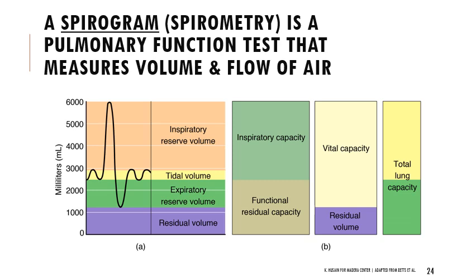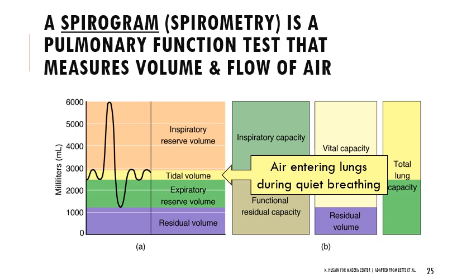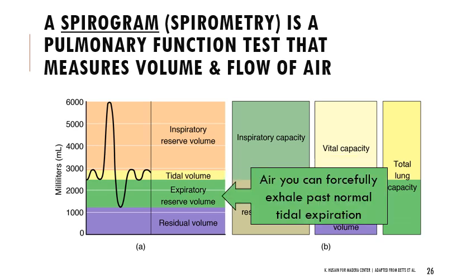The most important one is tidal volume. So this is the air that's just entering our lungs during quiet breathing. So you can kind of see those normal fluctuations in breath, so those smaller ones, and then the really high one and really low ones represent forced breathing. So when you go through this expiratory reserve volume, that's what you forcefully exhale past normal tidal expiration. So tidal is just kind of what's coming in and out of your lungs on just normal, quiet breathing.